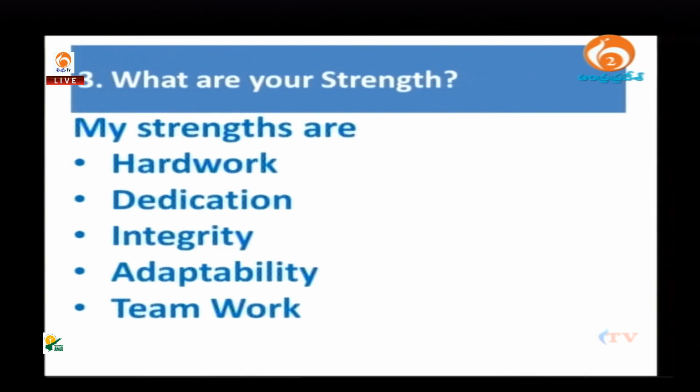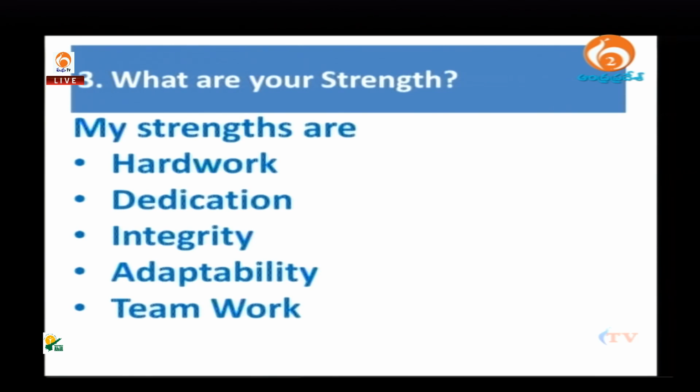Strength is something which is a power, not a physical power, but mental power. Basically your capability, your skills. Any skill or ability which can help you, which can help people around you, and which can help the organization, is considered a strength when you speak in an interview. So please be very careful when they ask what's your strength. Don't say my family is my strength. How does it help? It does not. It's an emotional state of mind. So strengths are something like these: my strengths are hard work, dedication, integrity, adaptability, teamwork.